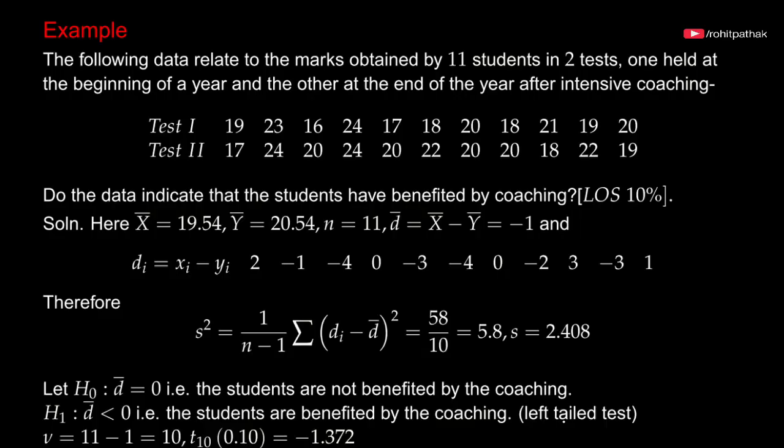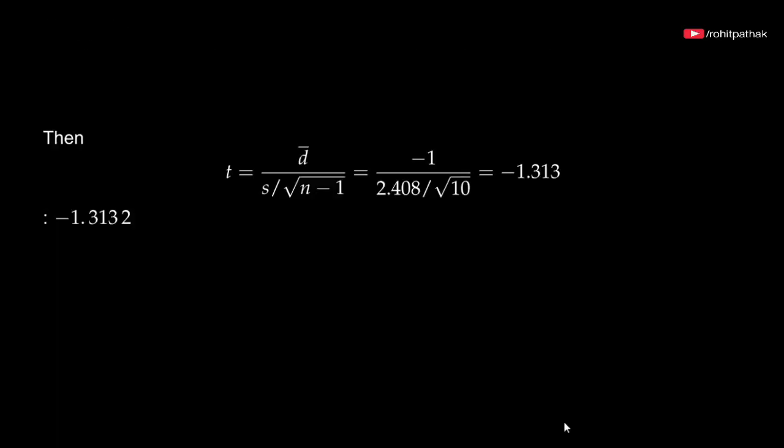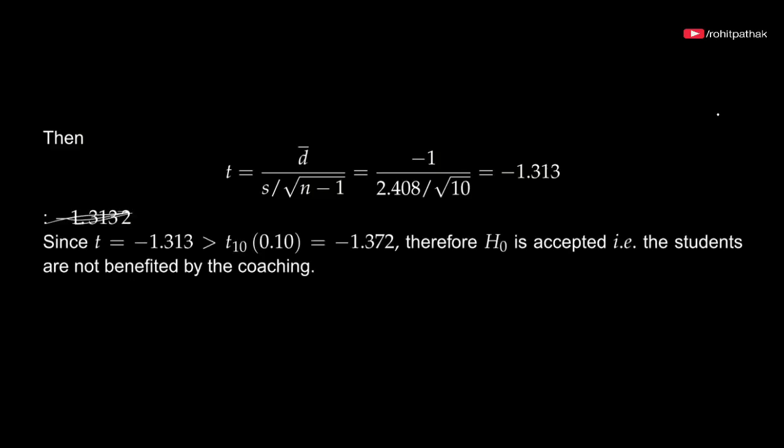Here degrees of freedom is 11 minus 1, which is 10, and critical value of t at 10 degrees of freedom at a level of significance 10% is -1.372 from the table. So if we calculate, we find that t equal to -1.313. So if we compare this t with the critical value, we find that this value -1.313 falls in the acceptance region. Therefore H0 is accepted. That means the students are not benefited by the coaching. The mean scores before and after coaching are the same.